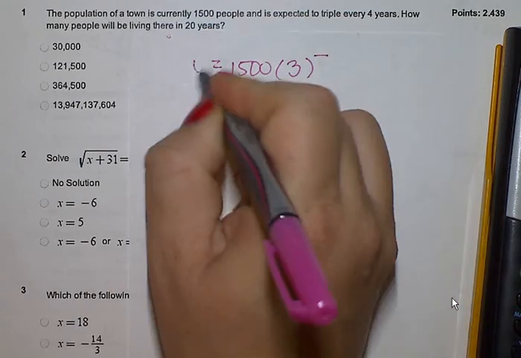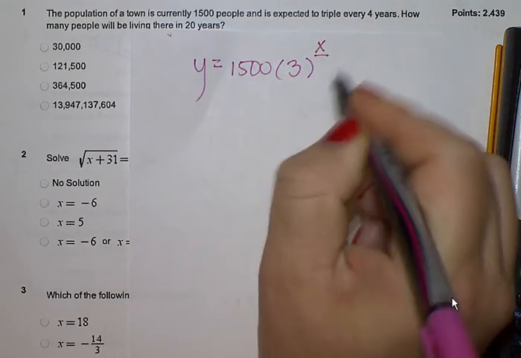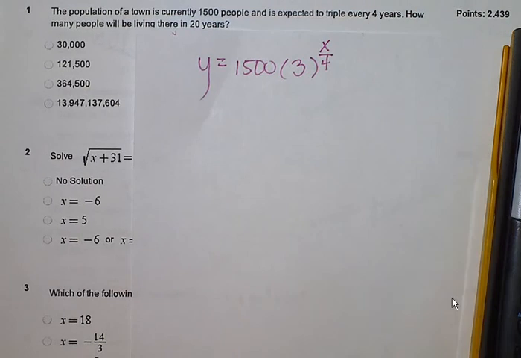This is the prediction of the population after X number of years. And how often does it triple? It triples every 4 years. So although it doesn't say to create a formula that models this information, that's going to be necessary to answer this.